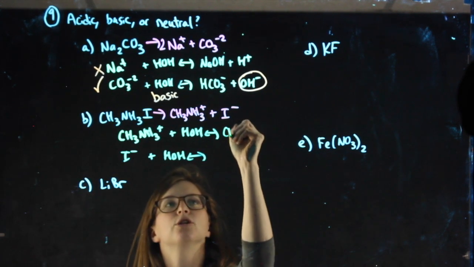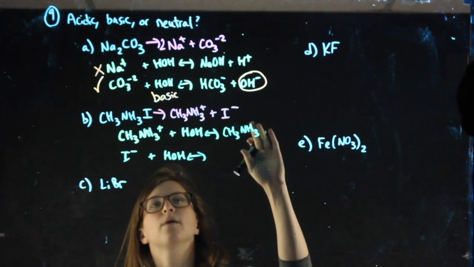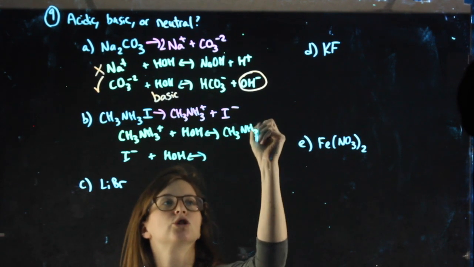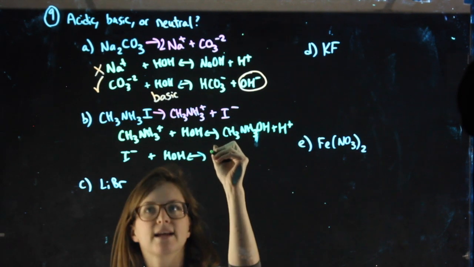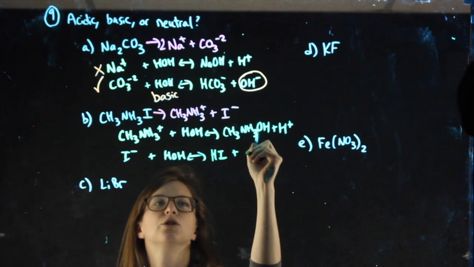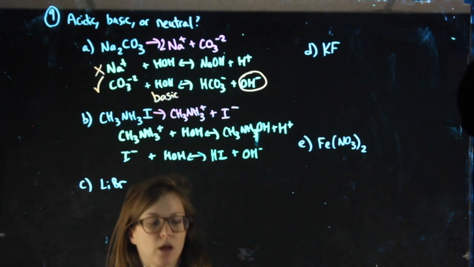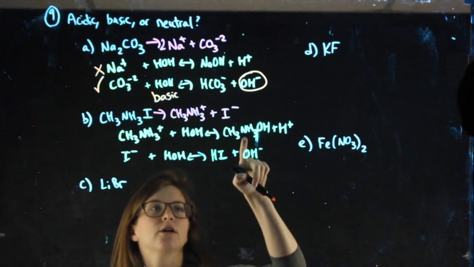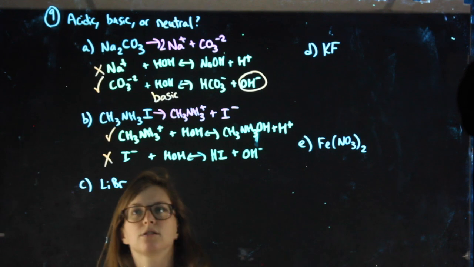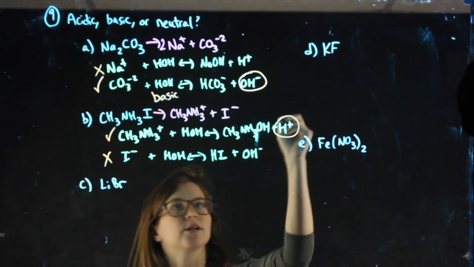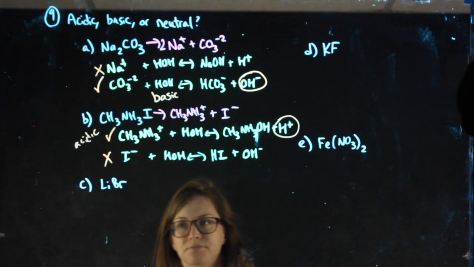Positive ion steals an H. Oh, I'm sorry. Positive ion steals an OH, releases an H. Negative ion steals an H, releases an OH. Not strong, so this can happen. Strong, so this can't. The one that happens releases H+. Acidic solution.